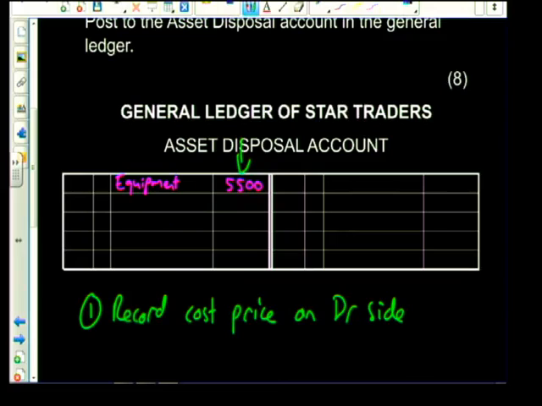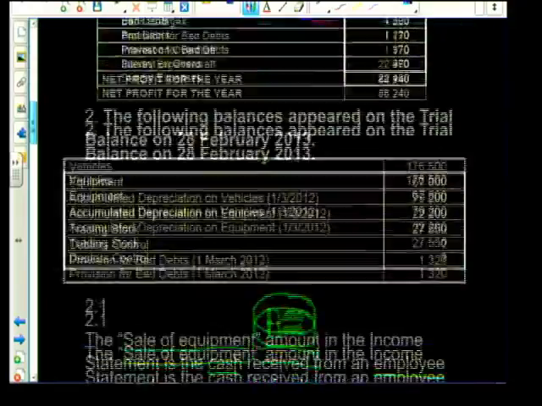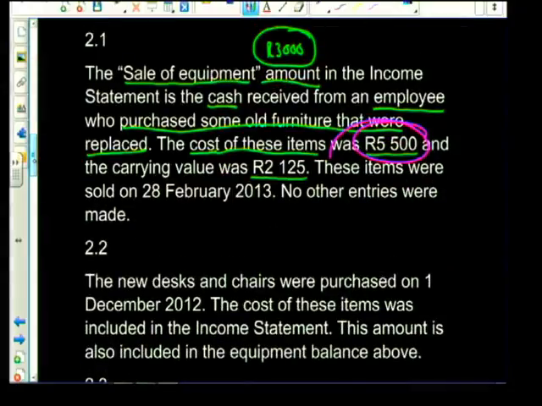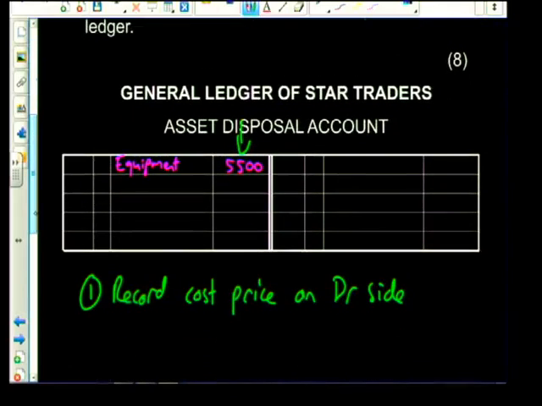So we need to record the date on which we sold the equipment over there. So let's just look back at the information that we've got. It told us that we sold this item on the 28th of February 2013. So in other words, the end of the financial year. Let's go back and just record so that our asset disposal account is correct. We're just going to record here that this happened on February the 28th. So that was your first step in asset disposal.